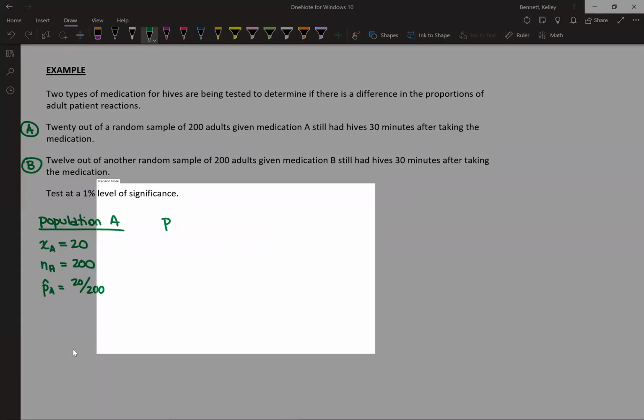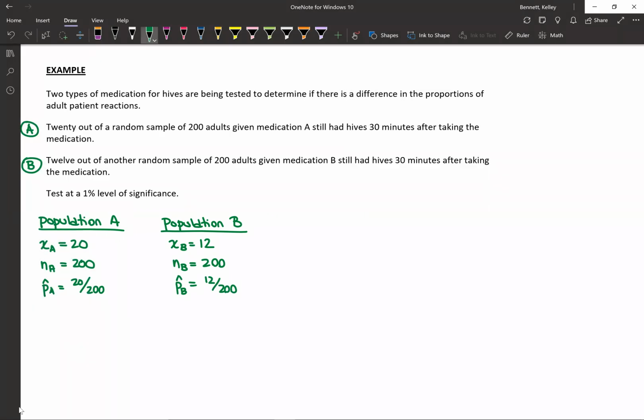For population B, the number of successes I had, and unfortunately in this case, the number of successes is the number of people who still had hives, because you're asking a yes, no question, right? It has that binomial feel that the central limit theorem turns into a normal distribution. So this is 12 people said, yes, I still have hives. Out of how many people did we ask total? 200. And so then the sample proportion from B is just 12 out of 200.